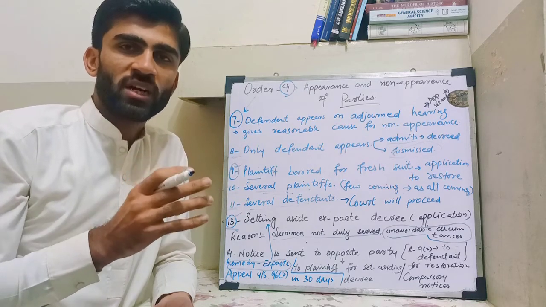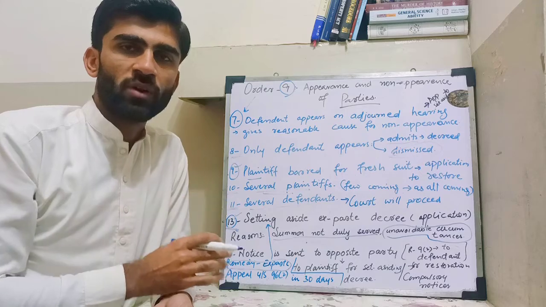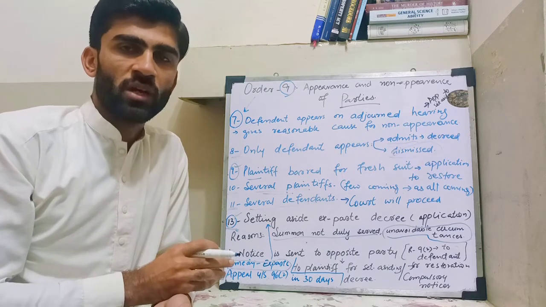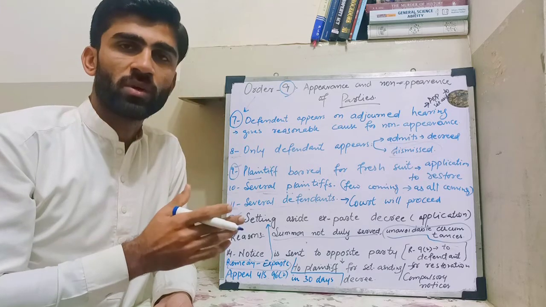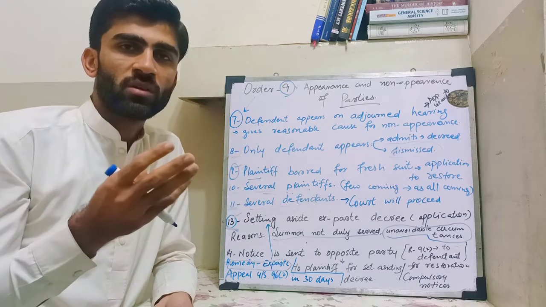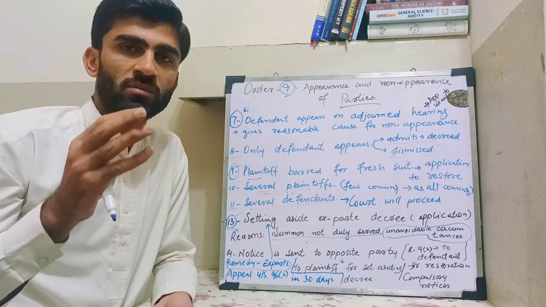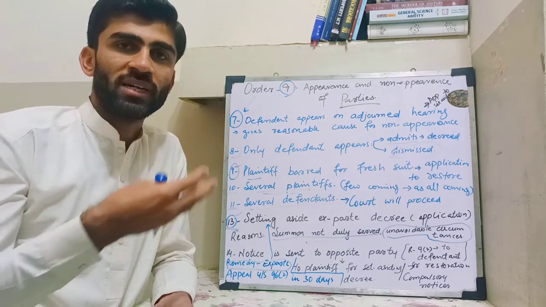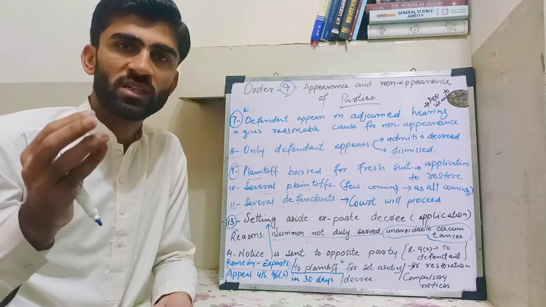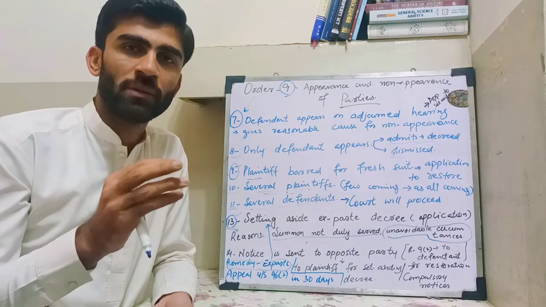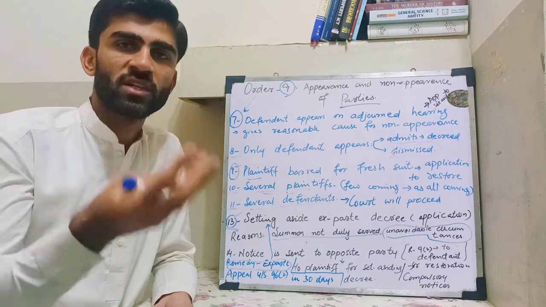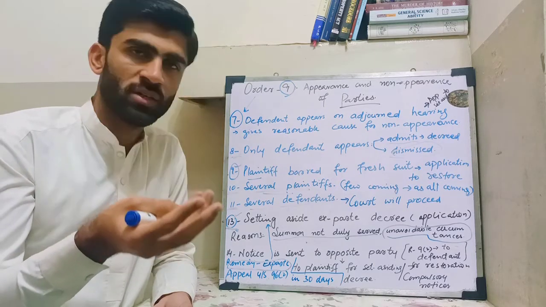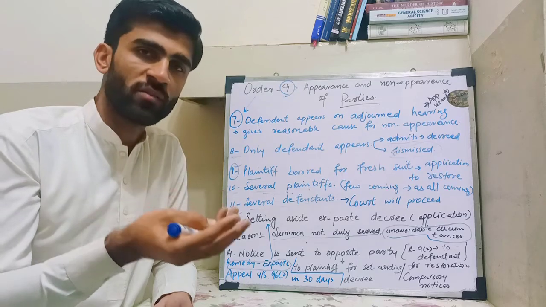The examiner can ask you what will be the consequences of non-appearance when the defendant does not appear. There can be 3 possible cases: the summons are served but he is not coming, then ex parte decree; the summons are not duly served, then fresh summons; the summons are served but not in due time. Then the next hearing will be fixed, the hearing will be adjourned.